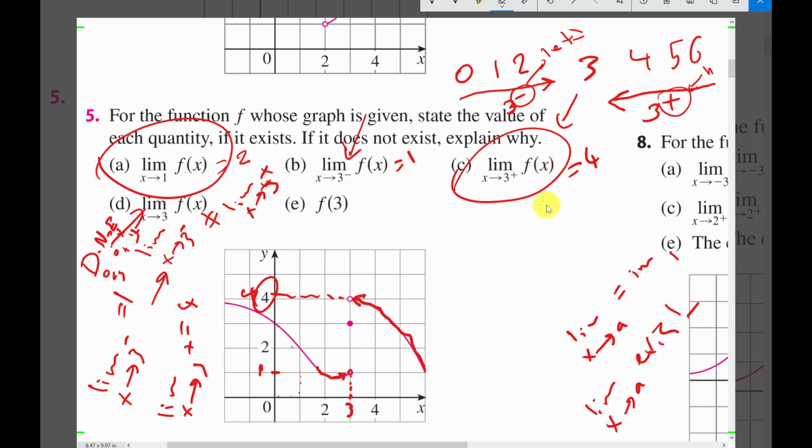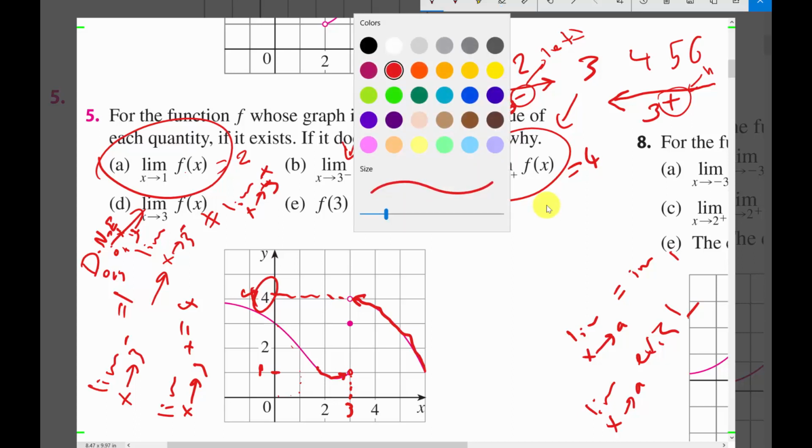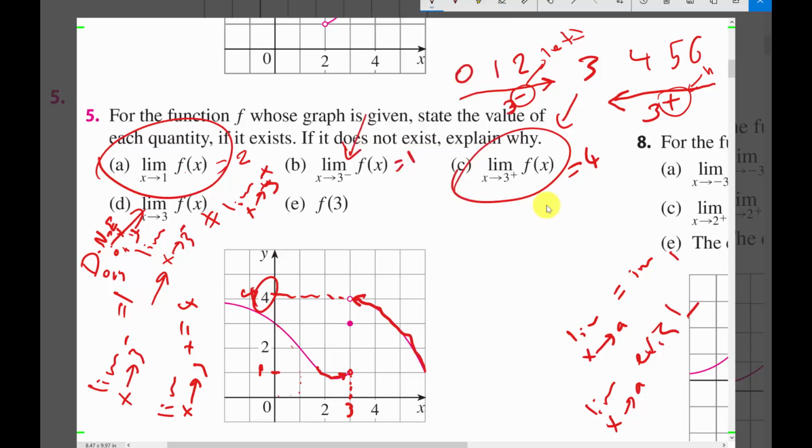And lastly, it says f of 3. So this is a simple one. This one isn't asking for the limit, it's just asking for f of 3. So when it says what's the value of the function when x equals 3, it doesn't say when x approaches 3, it says when x equals 3. So if you look over here, when x equals 3, we have the value 3. Our function equals 3. So now let's get to the solution.